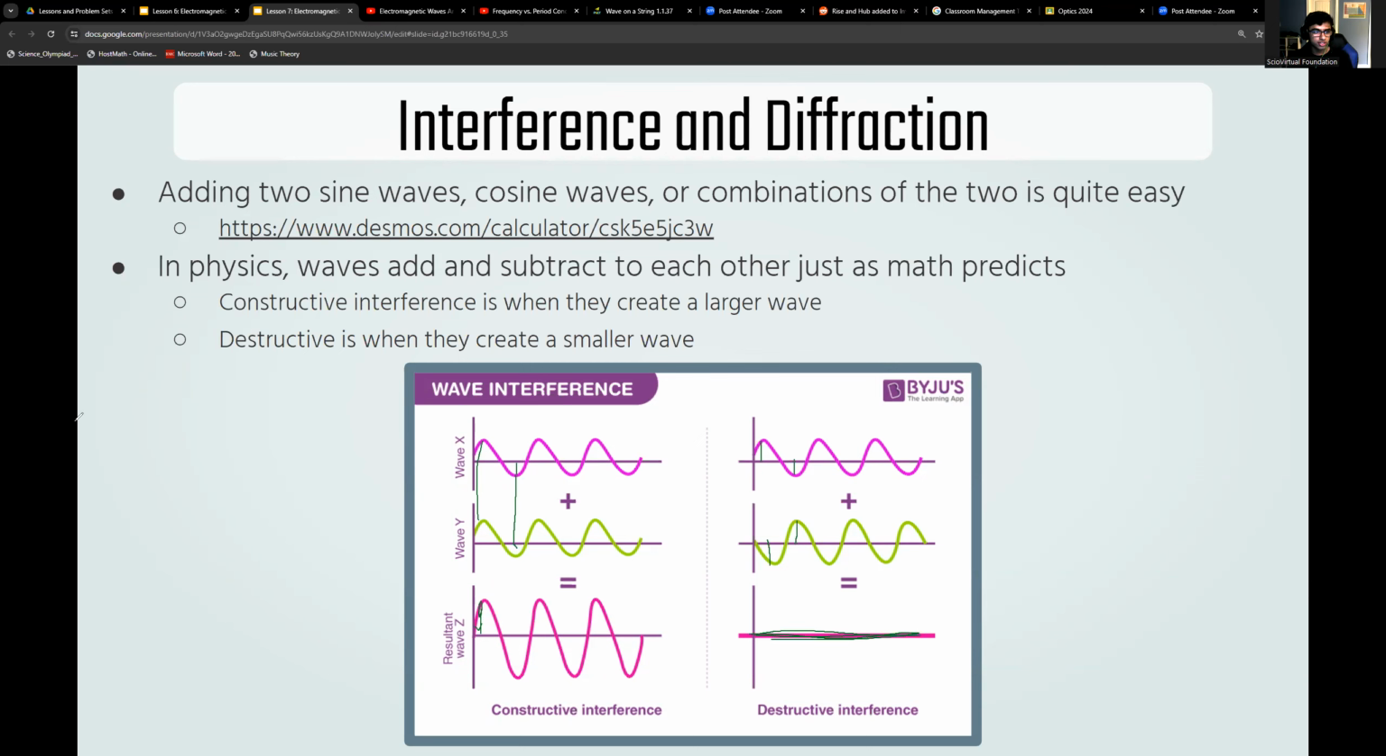I generally refer to constructive as any time they're adding together at all, and destructive as any time that they're subtracting from each other at all. But some people say constructive is the max amount of adding together, destructive is the max amount of taking away from each other. The point is, waves interfere to give different resultant waves that we actually observe. We're not going to observe each of these individual components. We're going to observe the resultant wave when they occupy the same area of space.